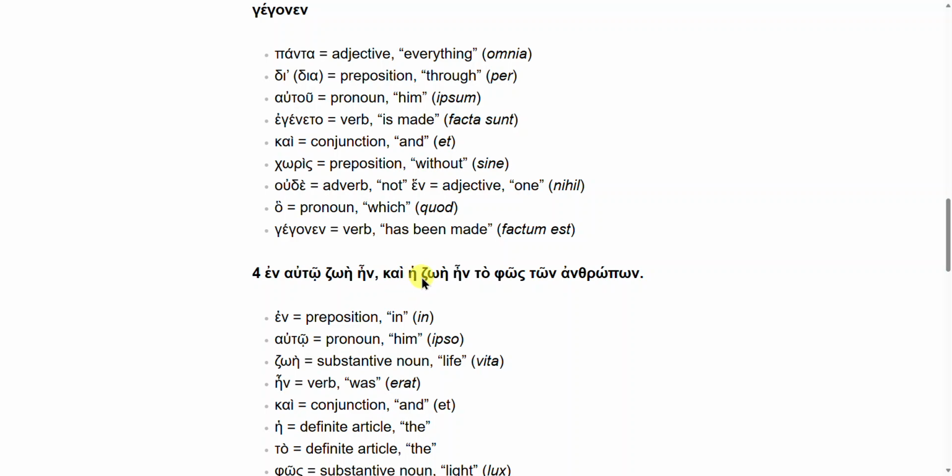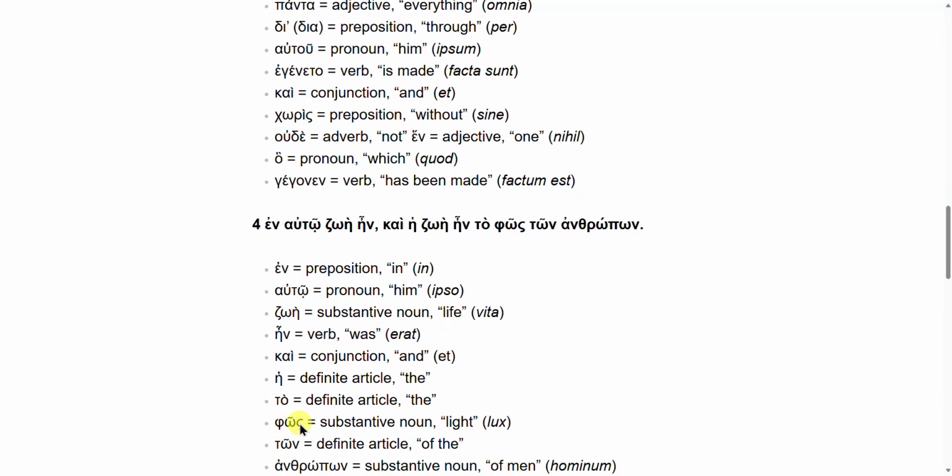And the zoe. We've already seen zoe, life. Then we have the verb ein again, was. Ta is the neuter definite article. So we've seen the masculine, the feminine, and now the neuter definite article. And the life was the phos. We see down in the exposition, phos is a substantive noun. That's the word translated lux in the Vulgate and light in English.